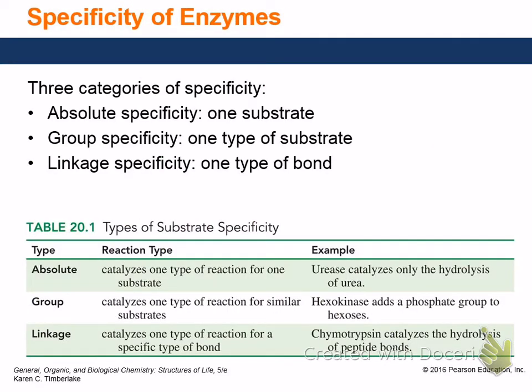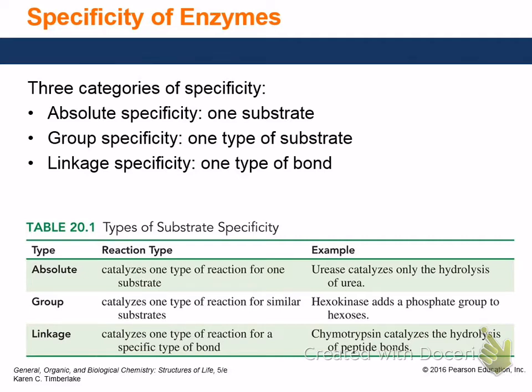So in terms of specificity, this is what I was just alluding to. There's what we call absolute specificity. That's the one substrate, one enzyme model. Okay. Then there's group specificity, so one type of substrate, like lipids in general. Then there's linkage specificity, like alpha 1,4 glycosidic bonds. One class. It doesn't care what the things are on either side of the bond. It just cares about that one type of bond.